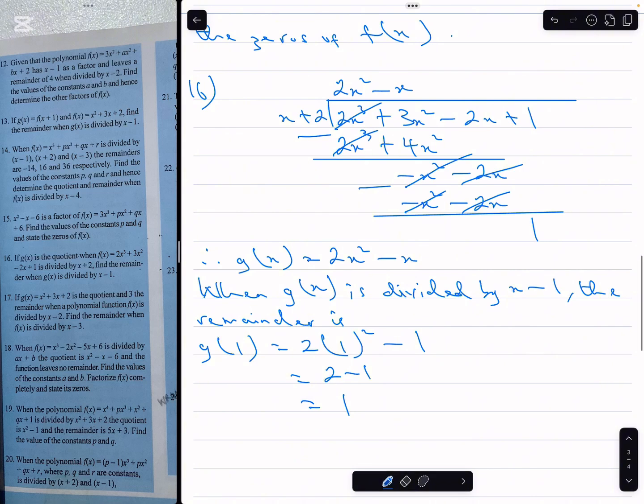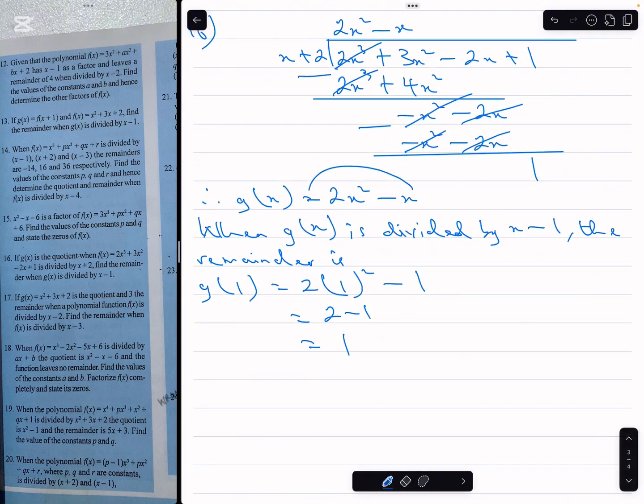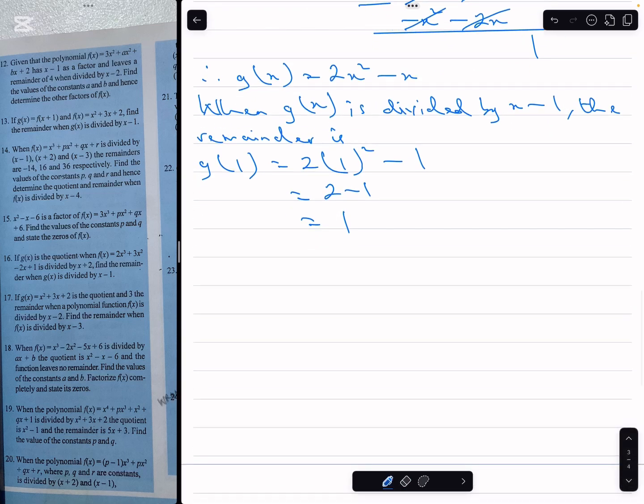When you divide the polynomial f of x by x plus 2, the quotient is 2x squared minus x, which is g of x, and the remainder is 1. And coincidentally, when you also divide g of x by x minus 1, the remainder is also 1. So that's it. That answers the question. And now to number 17.